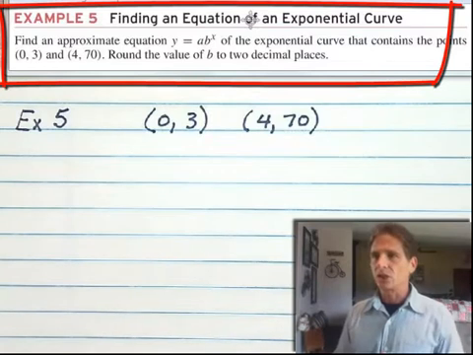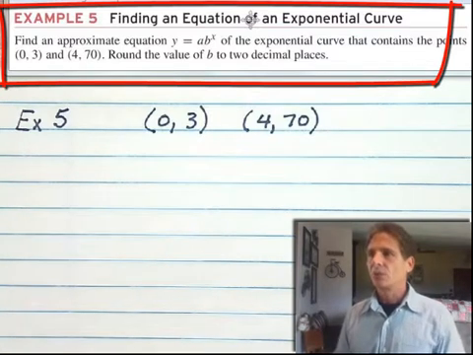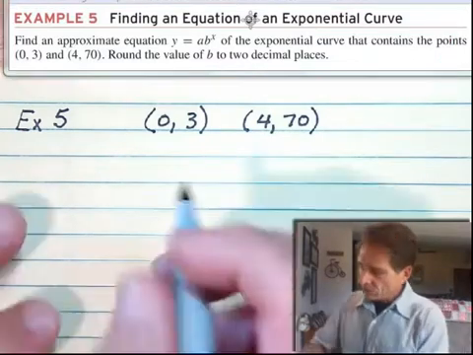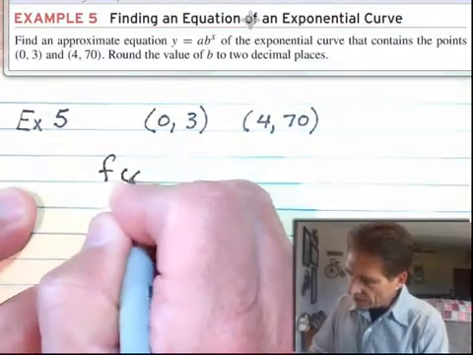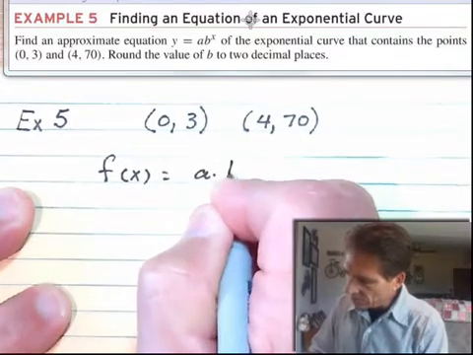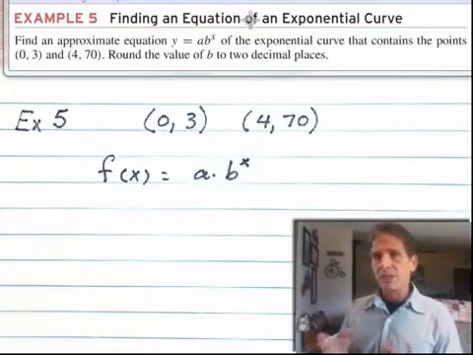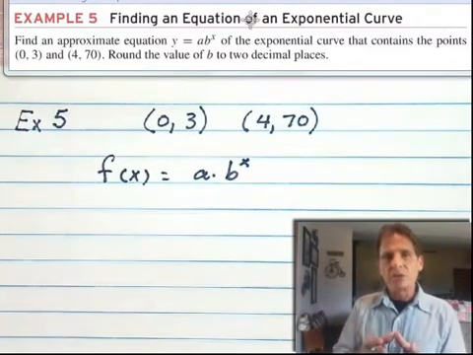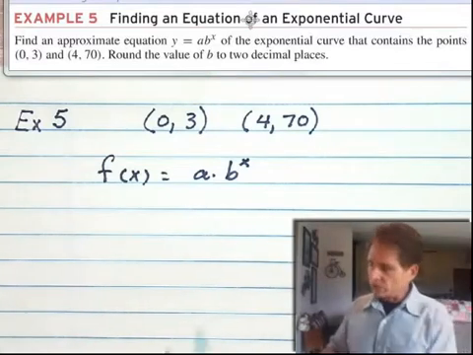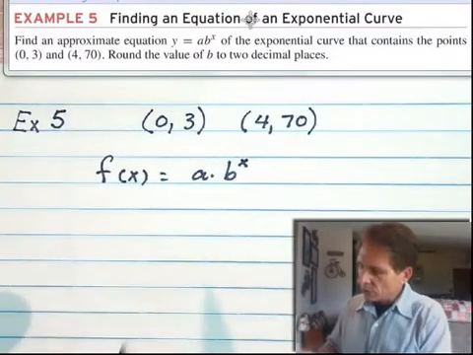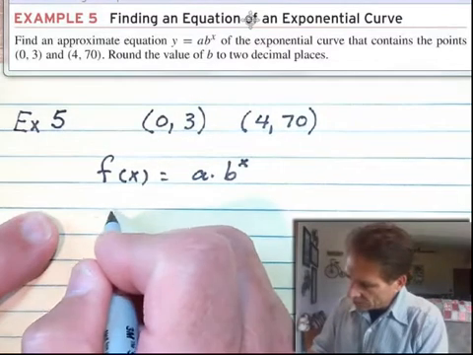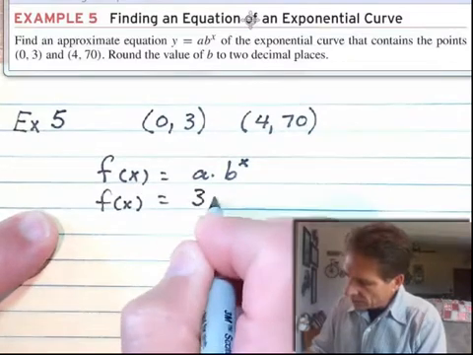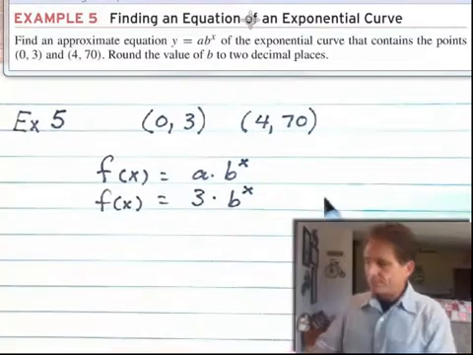Find an approximate equation, and then it gives you the form, of the exponential curve that consists of those 2 points, round to 2 decimal places. So, since we're going to be using f of x equals a times b raised to the x, we have to find the a, which is the y-intercept, and b, the base multiplier. Well, again, the y-intercept is always found when you set x equal to 0. So since x is 0 here, the a, or the y-intercept, is 3. So we have f of x equals 3 times b to the x.